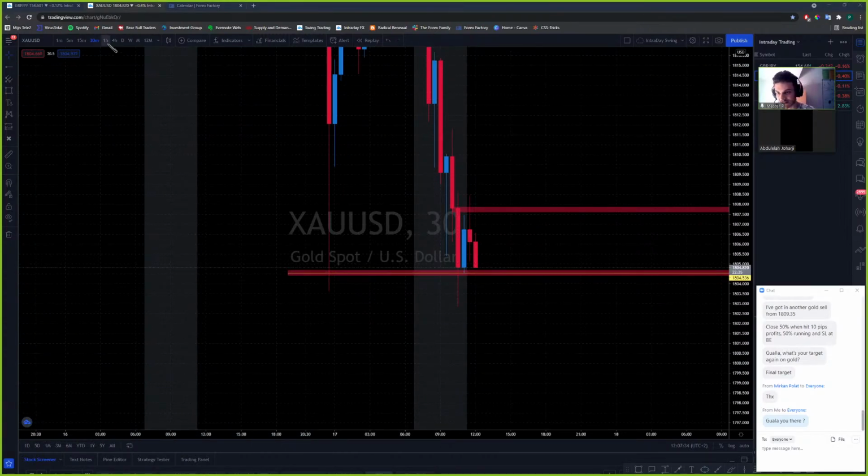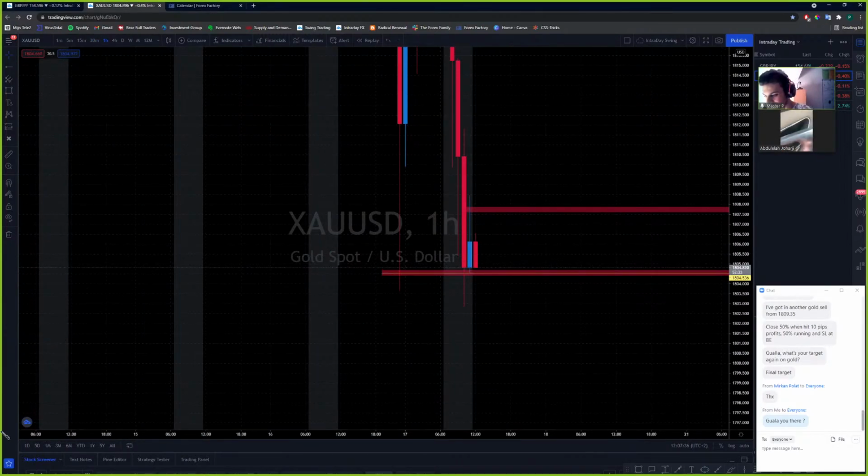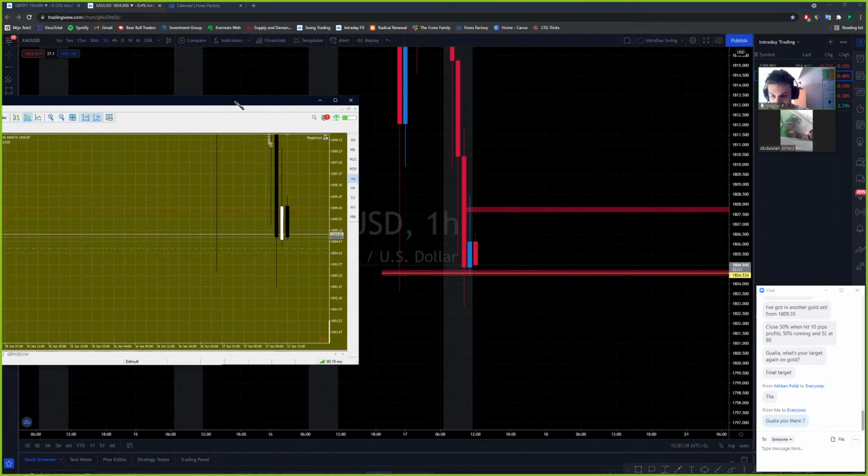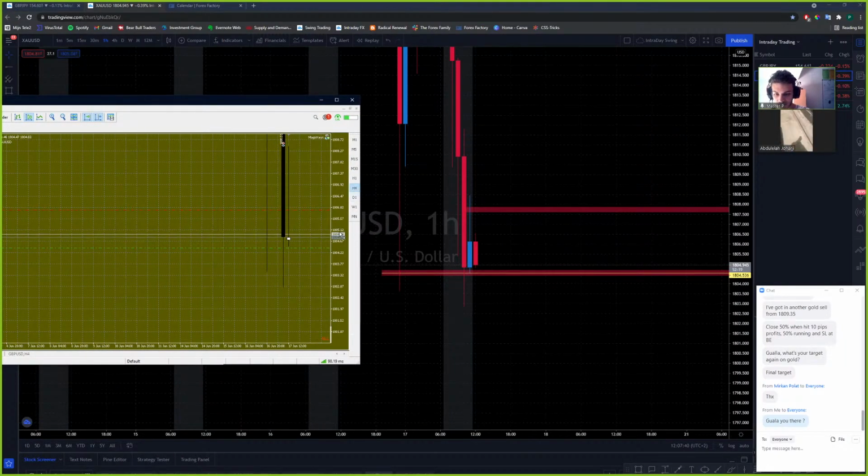But that's okay. You have a sell stop below this hourly low, which is where the 4 hour starts to flip as well. That'll be pretty tasteful.